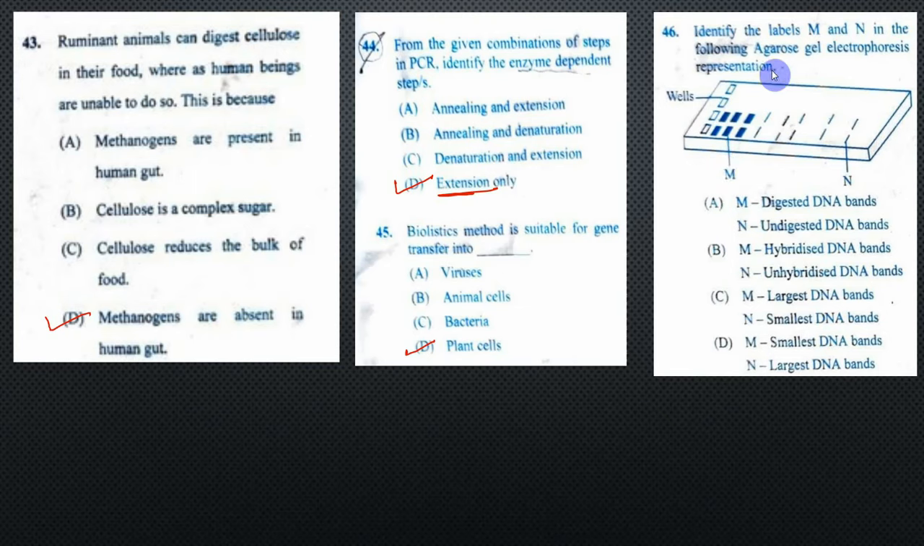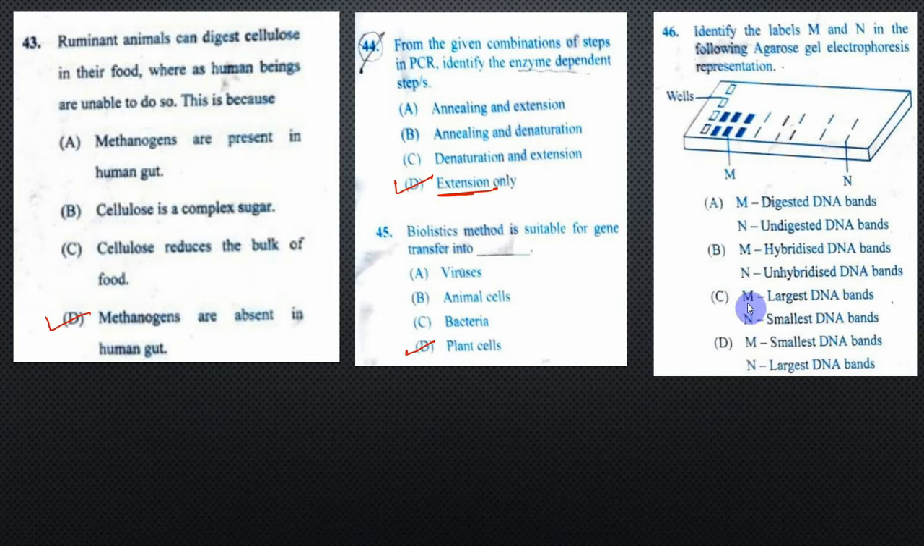Now, here, identify the labels M and N in the following agarose gel electrophoresis representation. So here you can see there are wells where the DNA is actually loaded, and M and N. So the options are as following. In the case of option A, M means digested DNA bands, N is undigested DNA bands. In the case of option B, M is hybridized DNA bands, N is unhybridized DNA bands.